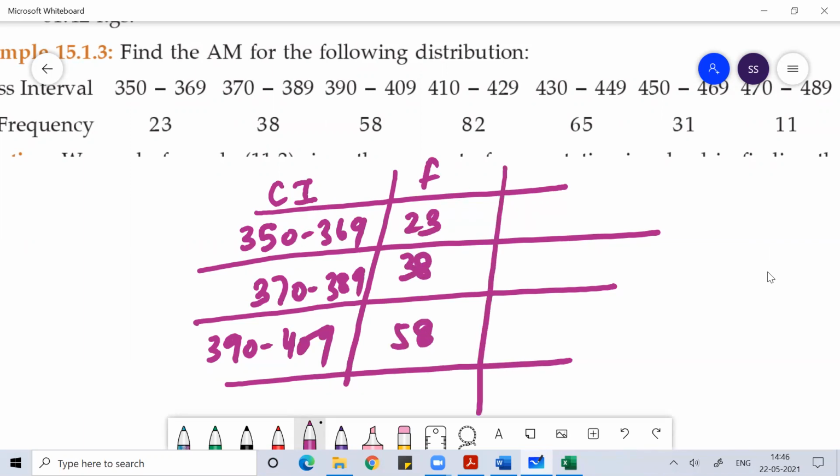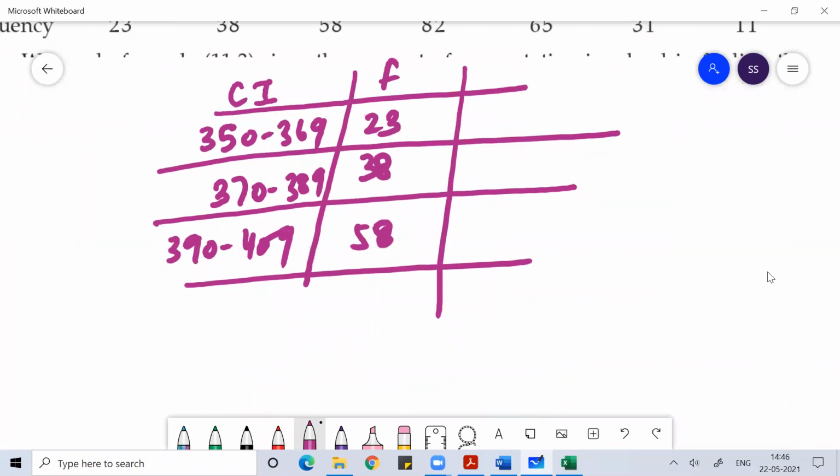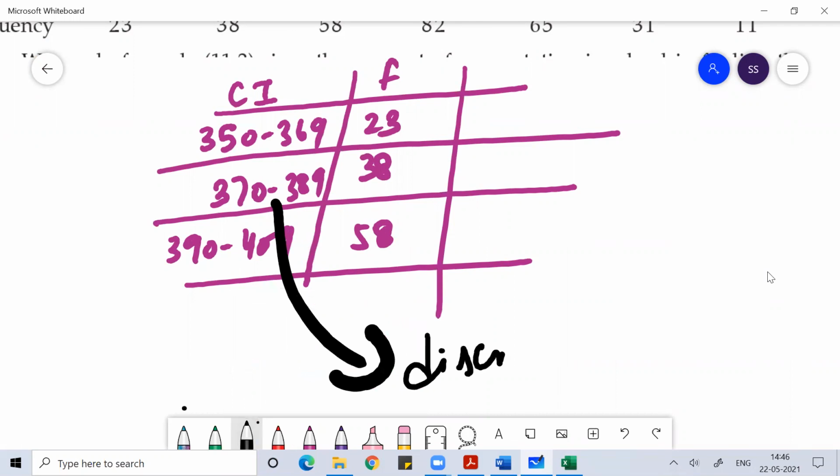I'm not here to solve the problem. More or less you have solved the problem. You know the formula. Whatever measure of central tendency or dispersion you are finding, you will get the formula, you put the formula, and you get the answer. The thing I wanted to discuss here is that if you notice these class intervals, they are discrete class intervals.